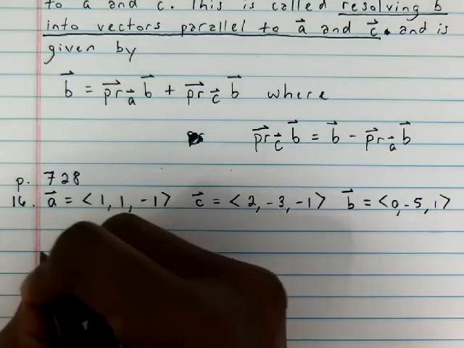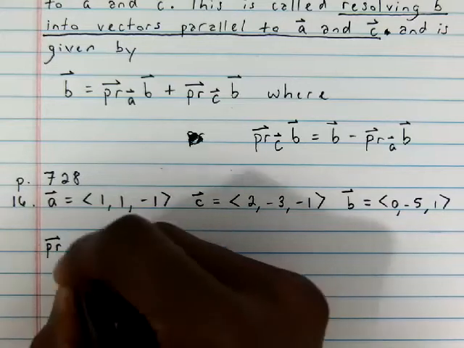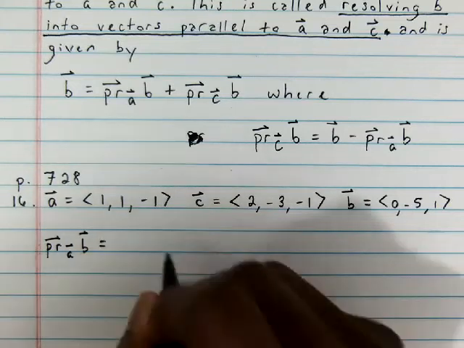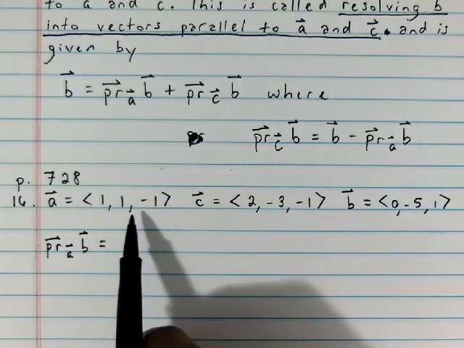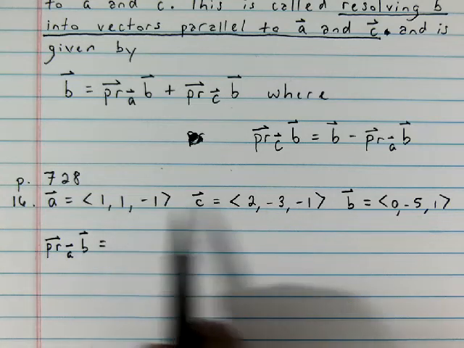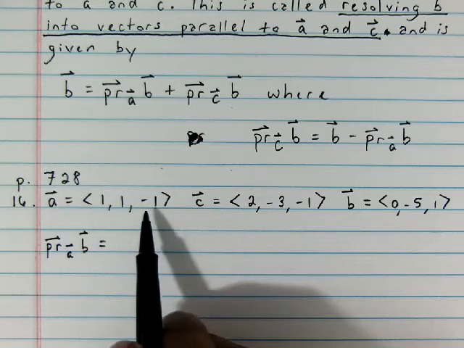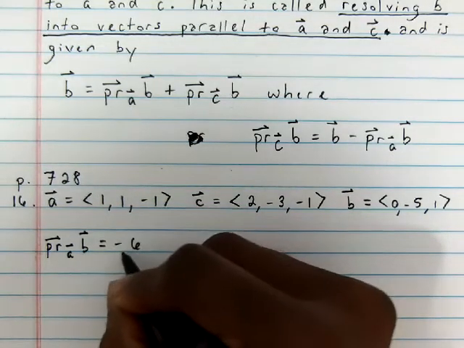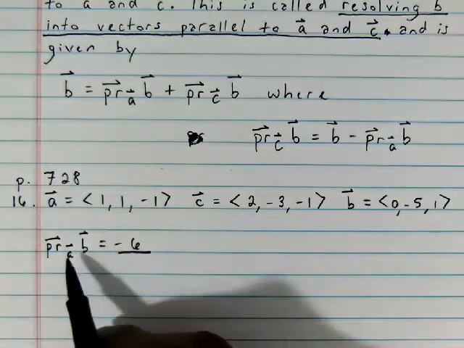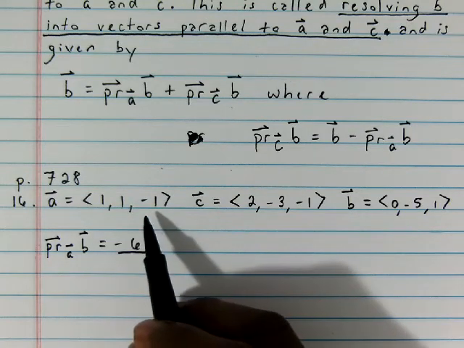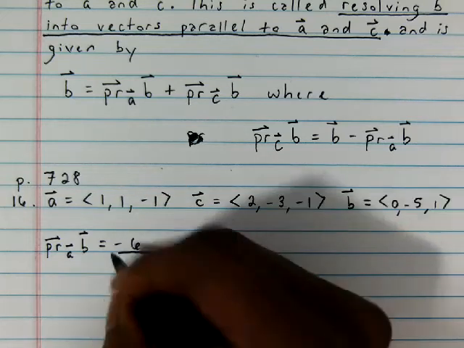So we want the projection of B onto A. In order to do that, we need to do A dot B, which is going to give us 0, then minus 5, and then minus 1. So we get negative 6, and then that over the magnitude of A squared. And the magnitude of A is the square root of 1 plus 1 plus 1. So we get the square root of 3, and then we square that, which gives us 3.